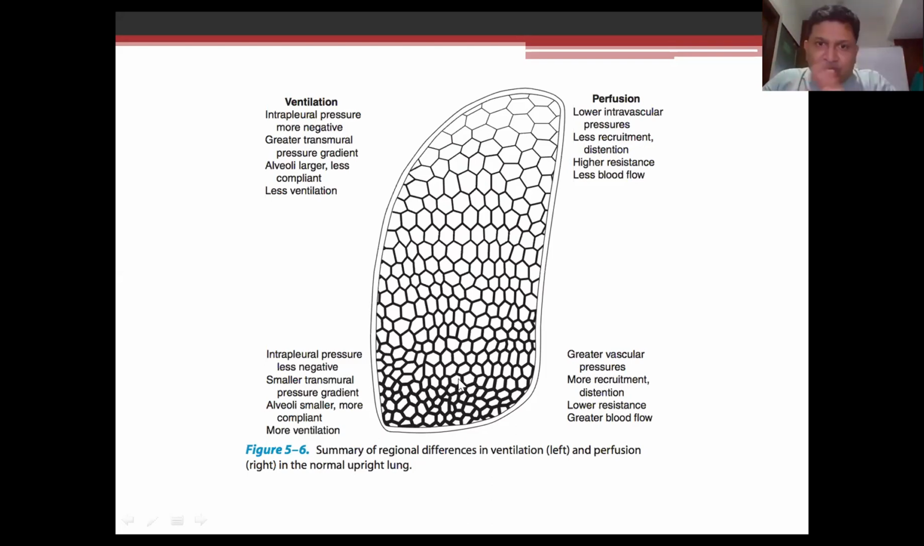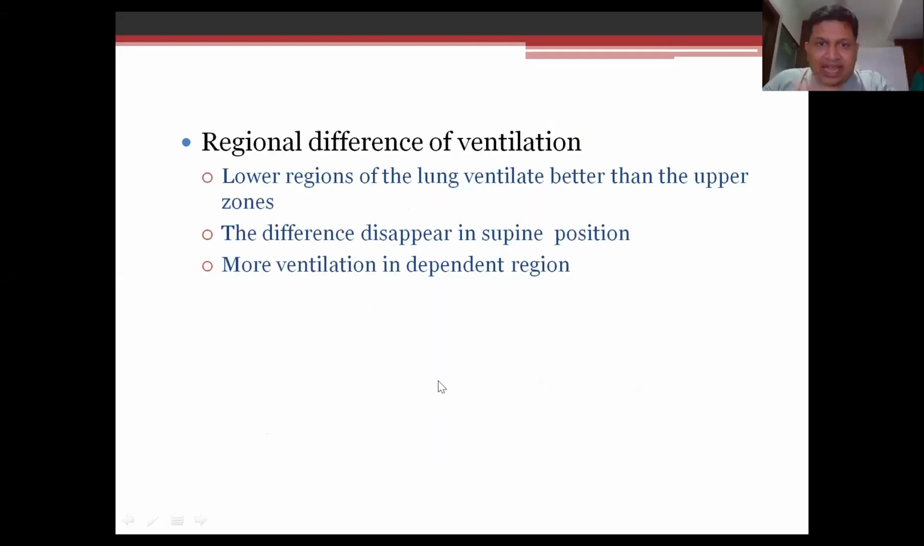So the diffusion, the gas exchange, will happen more in this part. But in supine patients, the length is more and the width of the lung is less than in the upright position. Even so, my ventilation and perfusion will be happening in the dependent part also.